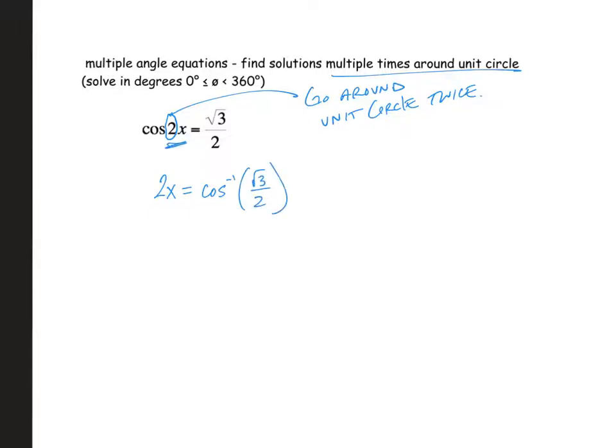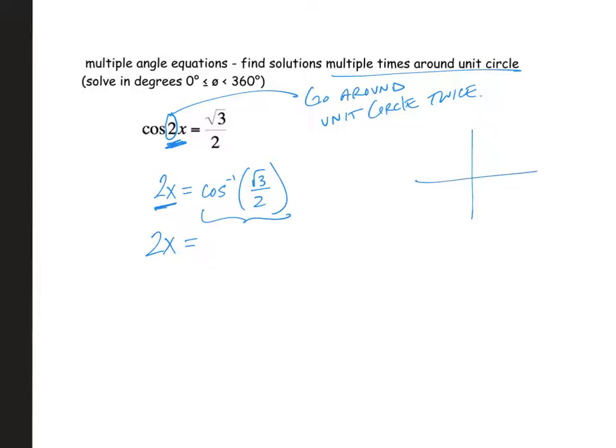Now, this 2x, that is still a 2x. I was not able to divide by 2 right from the beginning because that was stuck inside the cosine function. Now that I have taken the inverse cosine function, eventually I will be able to divide by 2. But I have to find these solutions first. And remember, I got to go 2 times around the unit circle.